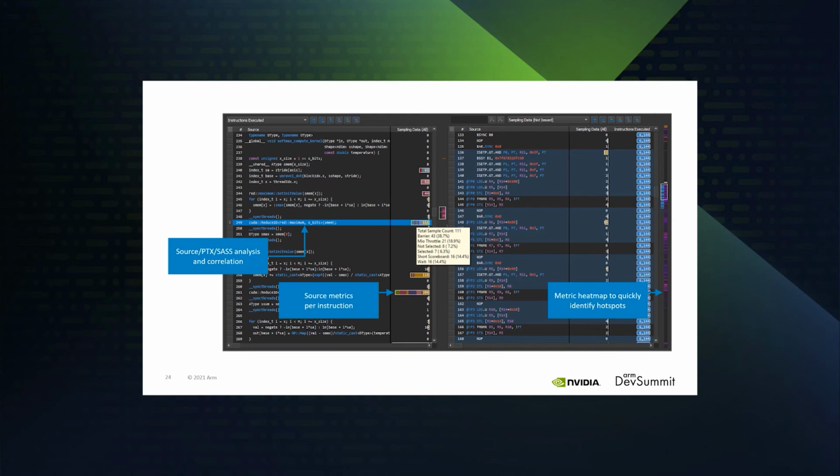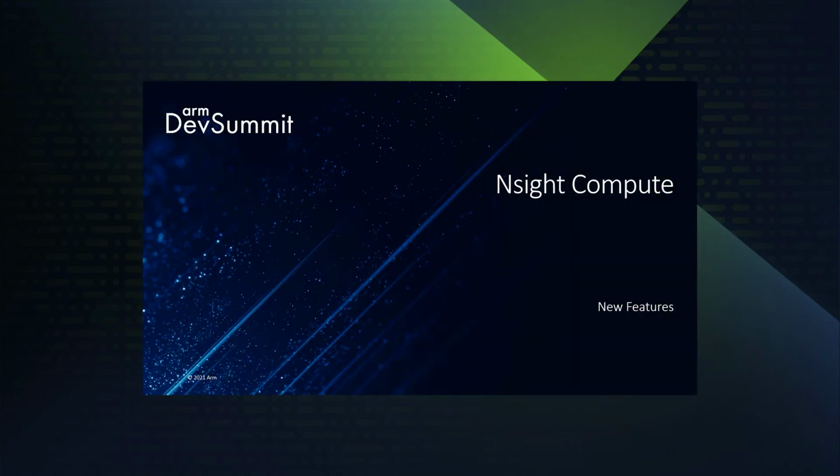So click on a line in your source code, and Nsight Compute will highlight the associated assembly that was generated by the compiler. The metrics aren't just available on the line of source code, also available at the assembly level. And the metrics can be calculated per line of code, so you understand exactly which statement in your application is impacting performance. Next, let's talk about a couple of the new features in Nsight Compute.